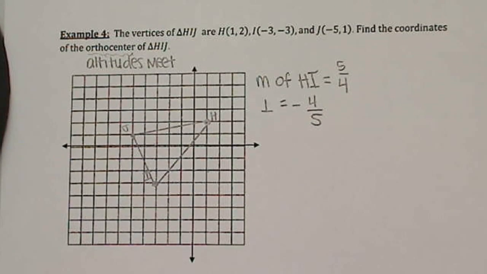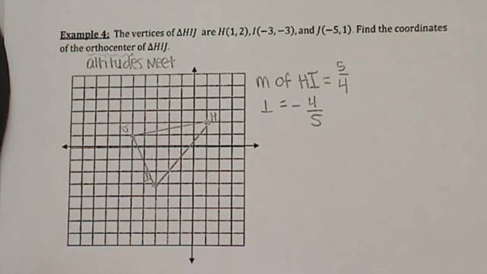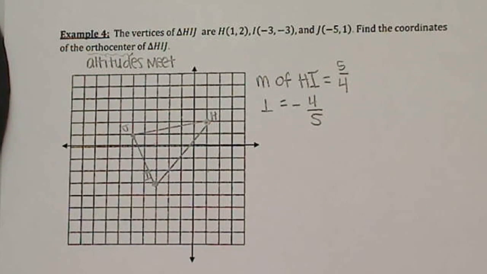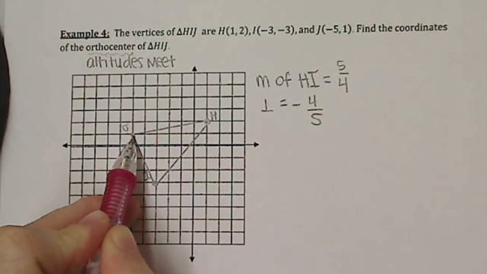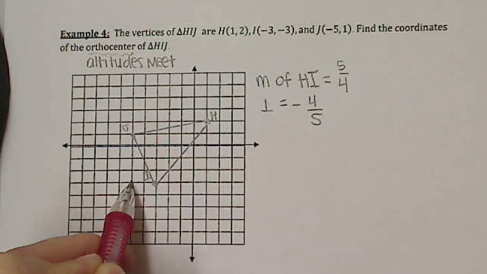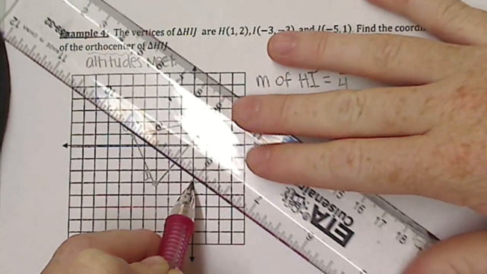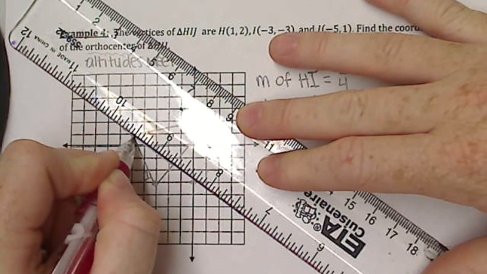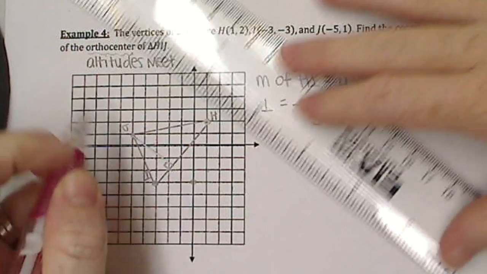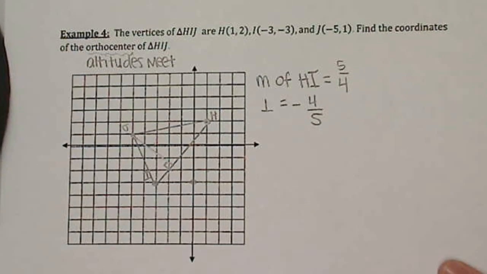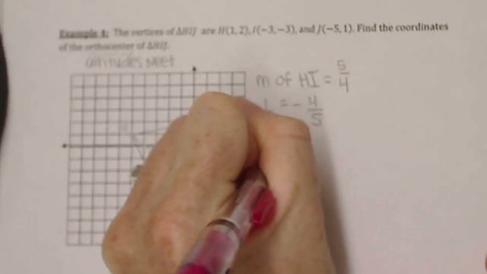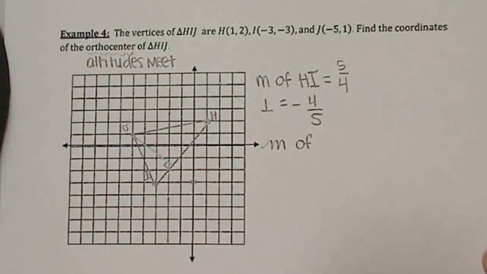How can I find my equation or where I'm going to be going? Let's find the equation of our altitude. We want it to go from J. So 1, 2, 3, 4, 1, 2, 3, 4, 5. This point right here. So I'm going to use my ruler. I'm going to connect to the side. There's one altitude.